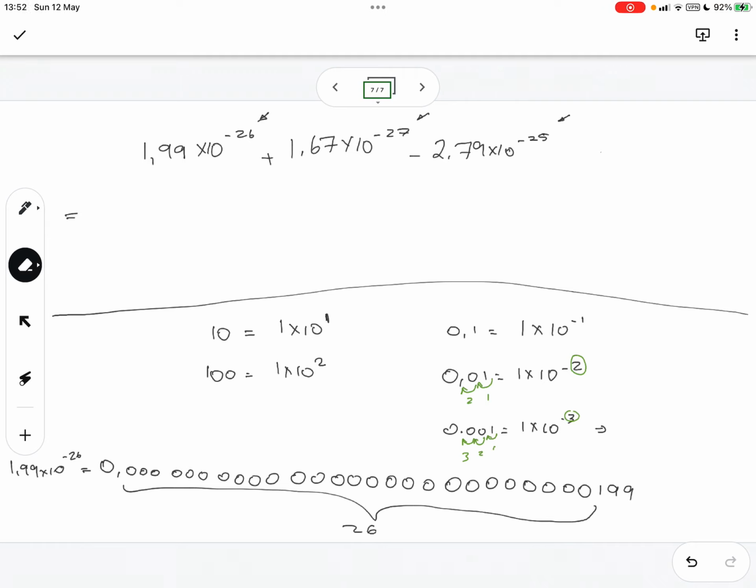Okay. So we've got quite a number of zeros there. Now, in order for us to make it 10 to the negative 25, we want to shift the comma this way. We want to shift our comma once to the right. How else can I explain this?